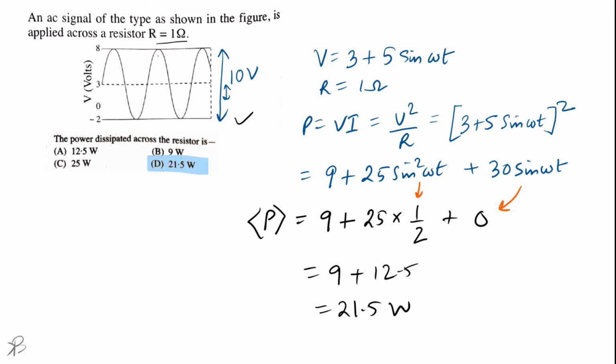I will just repeat again how we solve this problem. We have a voltage versus time curve. We first find the peak to peak voltage, which is 10 volt, and then we try to write it in the form of an equation. Because it starts from 3, it is 3 plus 5 sine omega t, and the resistance is 1 ohm. We simply use the power formula and find the average of the power. The average can be easily calculated, and we use the known relation that the average of sine square theta is half and the average of sine theta is 0, and we get the power, that is 21.5 watt. So option D is the correct answer.